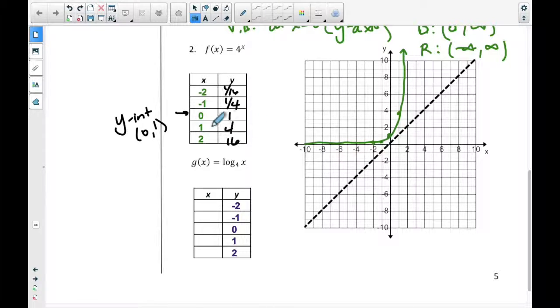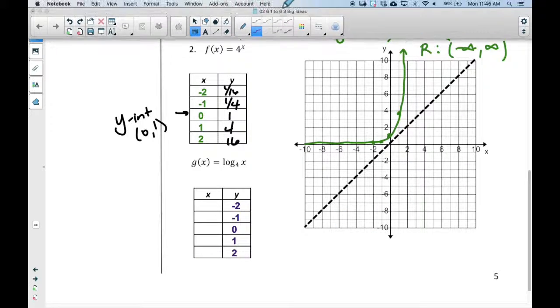So some of the things that are the same, again, I have a y-intercept at 0, 1. My next point, because of the 4, should be at 1, 4. So it is 1, 4. So that is my exponential function. To come up with the other function, I'm going to have to switch my x and my y. So I'm going to put my negative 2, negative 1, 0, 1, 2 into my y column, and I'm going to fill out my x column, and then I'm going to graph it. Take a second to do that.